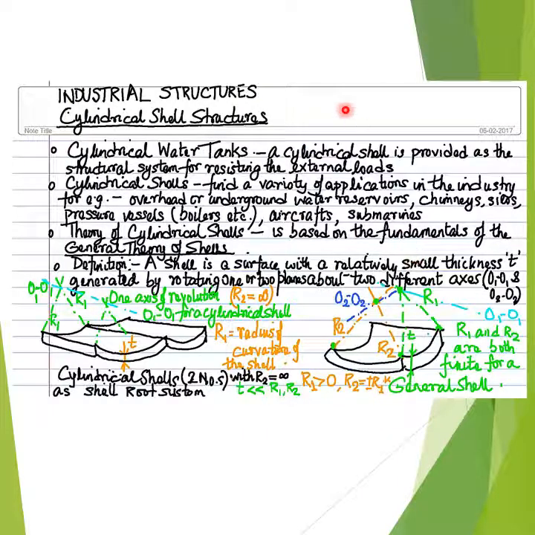Commencing our discussion on the next topic in the scope of the present course, that is cylindrical shell structures, as part of the second component of the course that is based on industrial structures, we will begin our discussion with an introduction to cylindrical shell structures and their applications in the civil engineering industry that are wide-ranging over a variety of industrial structures that will be introduced in the present topic.